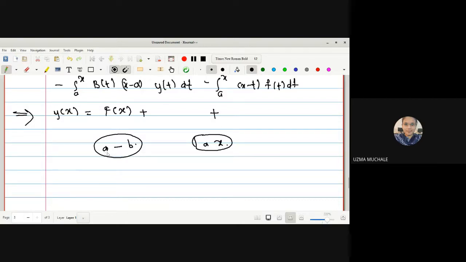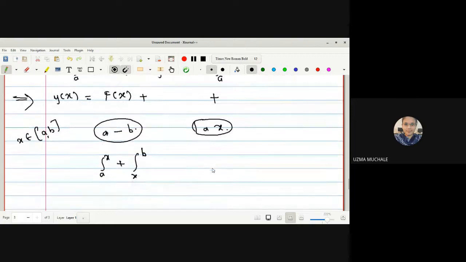Okay. Now see concentrately here. As I told you, what is x? X is in the interval a to b, right? So here also this limit is from a to b. Now this integration we can split in the two form, that is a to x plus x to b. Is it okay? I hope you come across this.